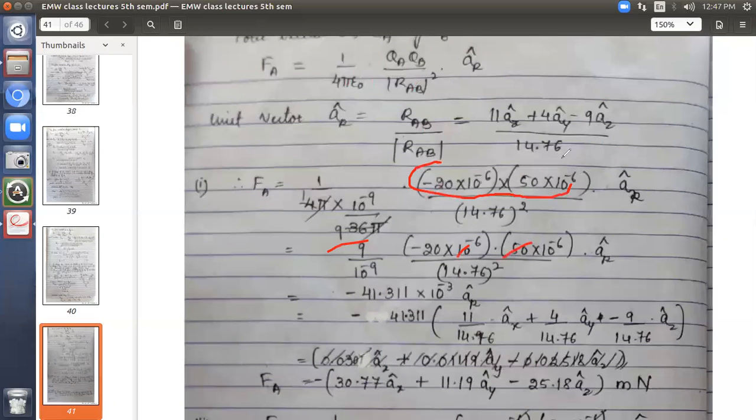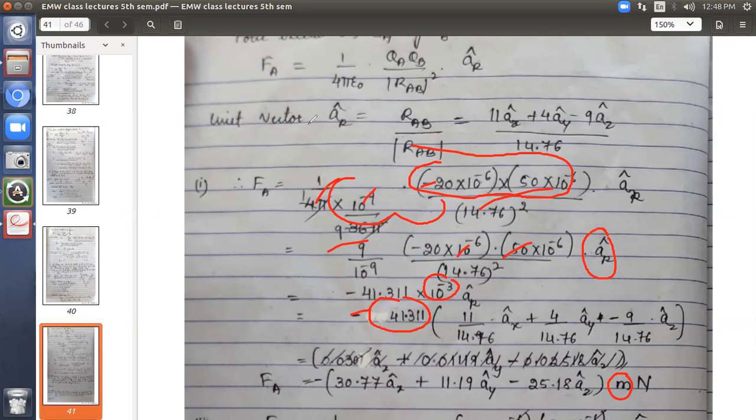Take the numerator, this part. Denominator 4 pi 8.854 into 10 to the power of minus 12, 14.76 squared. If you calculate this completely, no doubt you will get a negative sign because of the existence of negative charge. Minus, I have got 41.31. Actually, you will get 10 raised to minus 3. That 10 raised to minus 3, I will count it in milli. In the unit, I will count millinewton as the force.